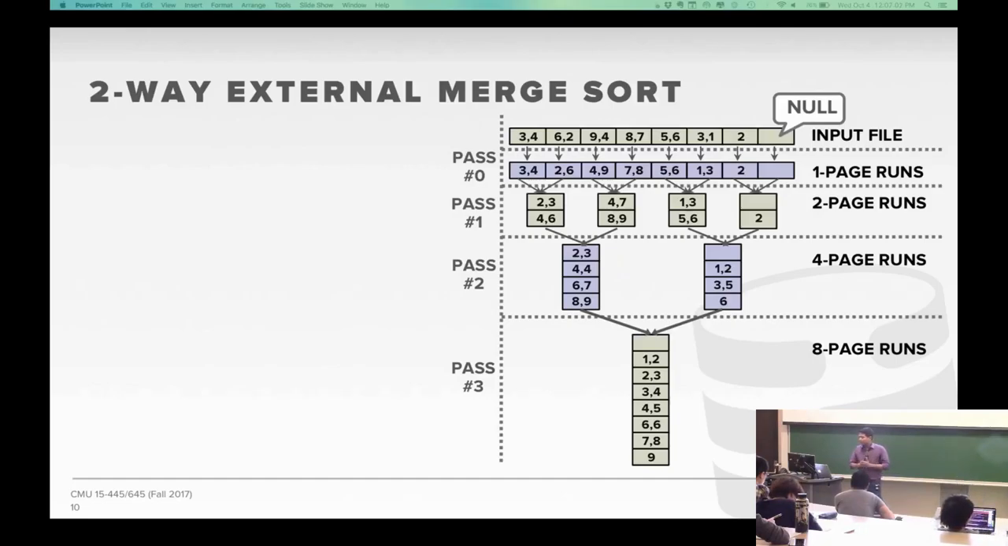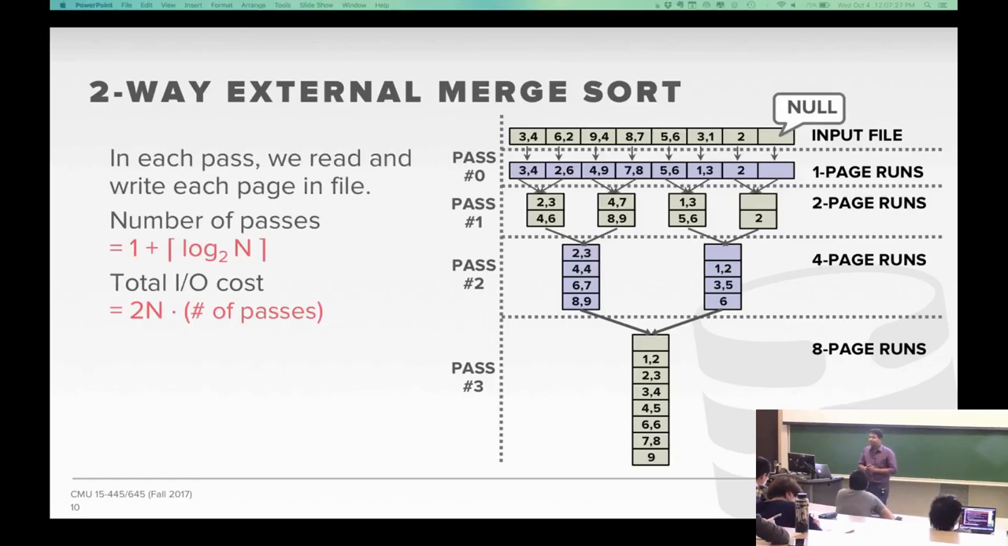And then in the second pass, you merge a couple of two-page runs into a larger four-page run. You repeatedly do this process until you end up with a single sorted run that comprises all the tuples present in the table. In each pass, we are reading and writing each page in the file once. Because we are shrinking the number of runs by a factor of 2 in each step, it's log n to the base 2. Those are the number of passes you will need.